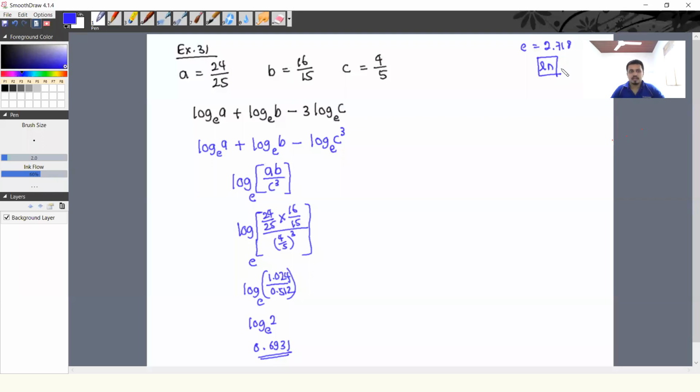Right? So for question number 31, the answer should be 0.6931. Right.